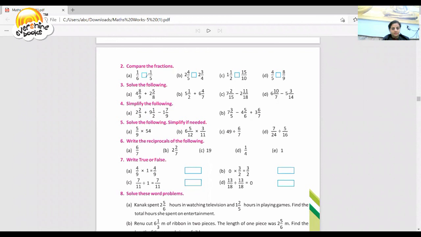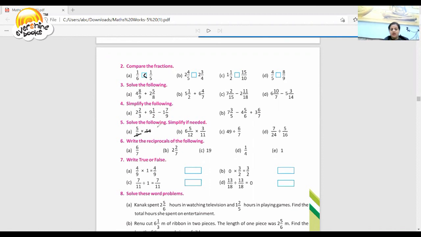Now 2 and 4 upon 5 and 3 upon 5: you have to make it a mixed fraction, then you have to take out. Now solve the following, you have to add them. Simplify: in that you have to use the BODMAS method. Solve the following and simplify if needed. So just do it. 9 6s are 54, and 5 6s are 30, so 30 will come. Likewise, you will do all the sums.